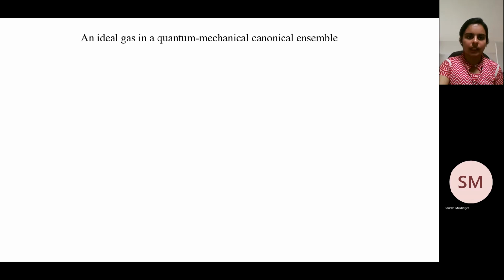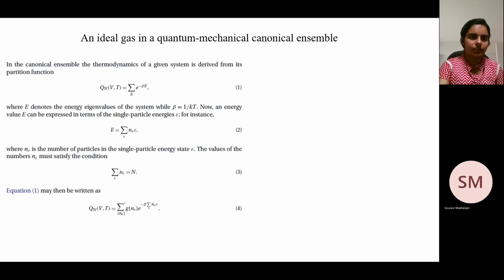For an ideal gas in a canonical ensemble, we can write the canonical partition function as a summation over e to the power minus beta E, where E denotes the different eigenvalues. If n_epsilon is the number of particles in single particle energy state epsilon, then the total energy E is given by the summation over epsilon of n_epsilon times epsilon, and the summation over all the different n_epsilon gives the total number of particles.